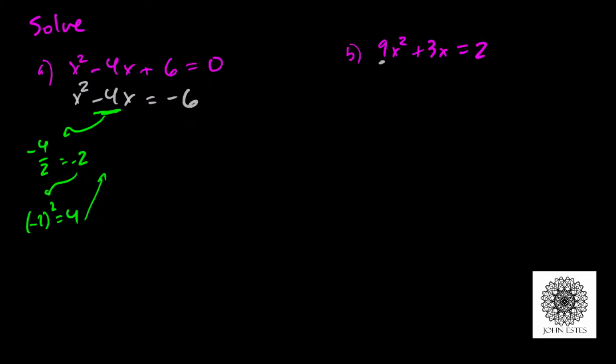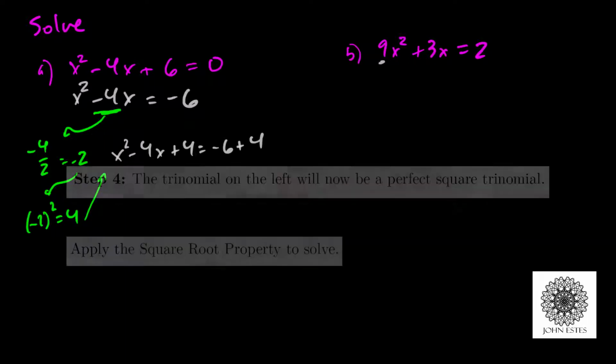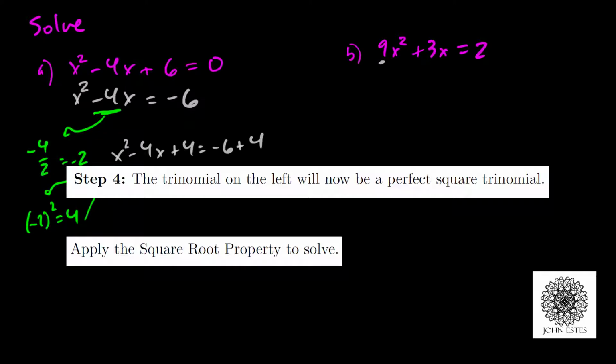So I end up with x squared minus 4x plus 4 equals negative 6 plus 4. Now this seems like we've made things more complicated, but we actually haven't. Okay, so the last step of this is that the trinomial on the left, so this x squared minus 4x plus 4, will now factor as a perfect square, and it'll factor as a perfect square every time. That's why we call this completing the square.